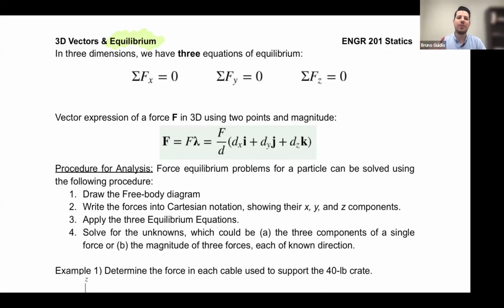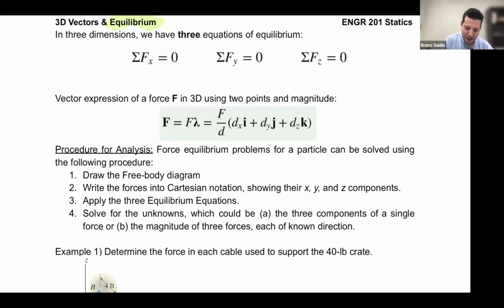Now, in three dimensions, what do we have? Three equations of equilibrium, of course x, y, and z. Meaning that once we sum the force vectors, we sum their x component, y component, z component, and they should be 0. Once again, this is the expression for an F vector: the magnitude times the lambda. So what is the step-by-step to solve a problem to find equilibrium in three dimensions?